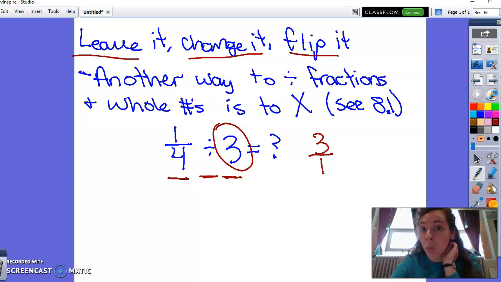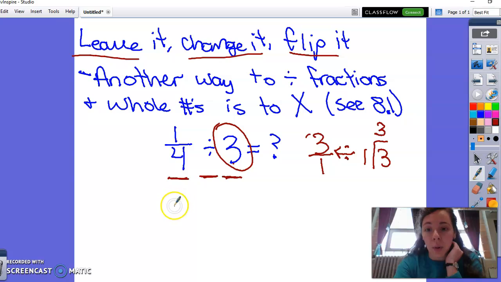Any whole number, we can put it over top of 1, because remember this fraction bar tells us to divide. 3 divided by 1 is just 3. So any whole number on top of 1 is itself. So this does not change 3 over here. It looks different, but it means the same. It has the same amount.